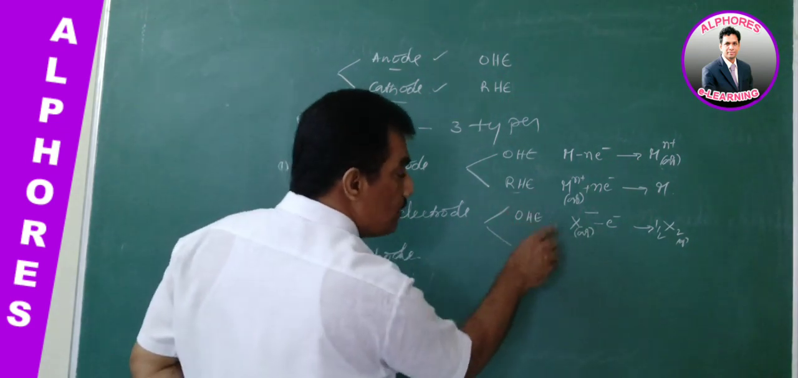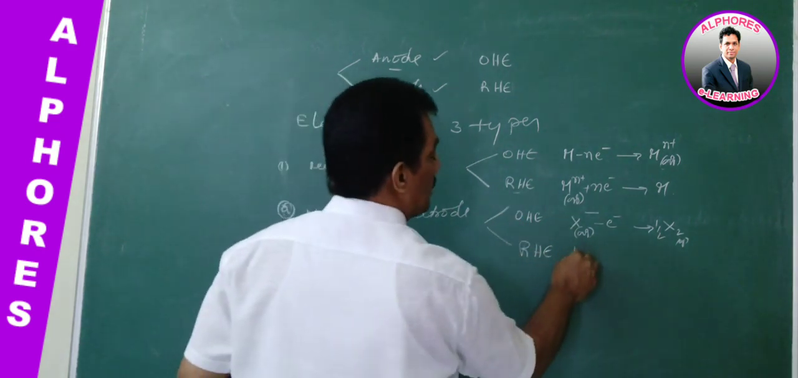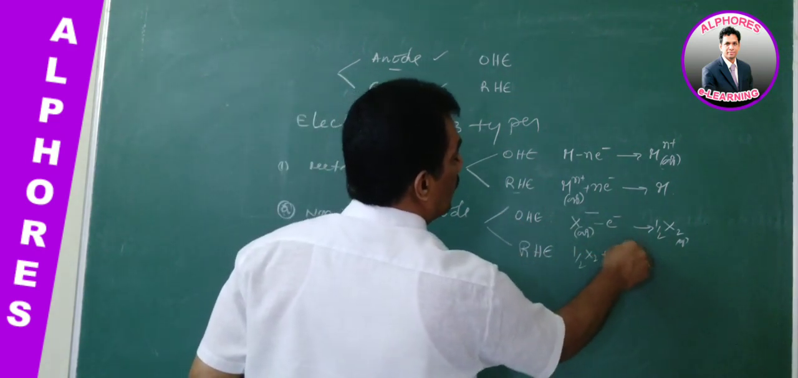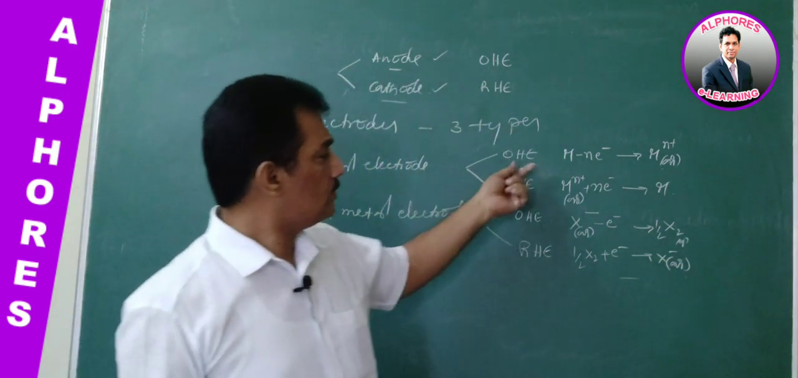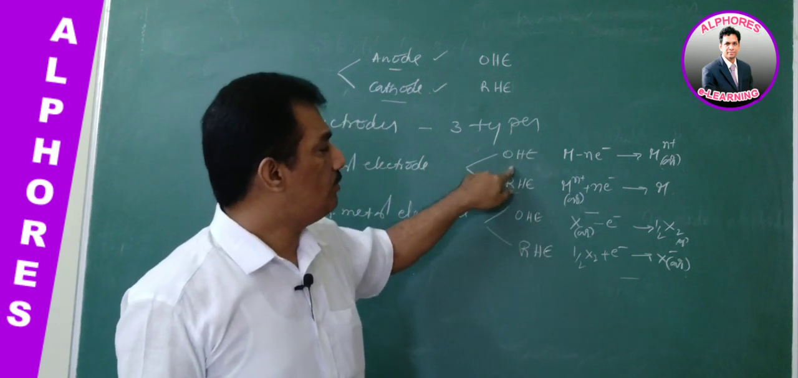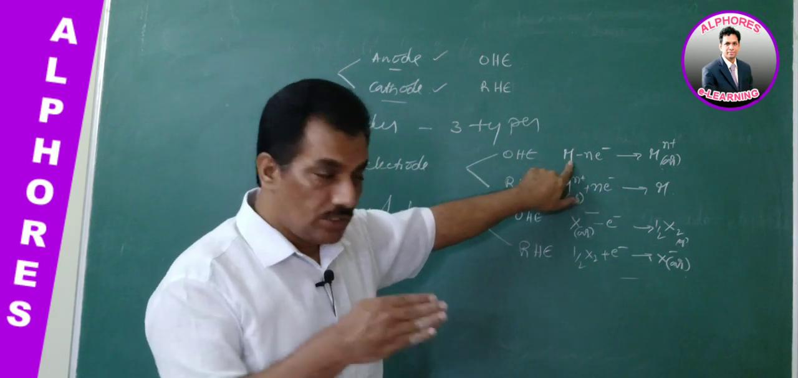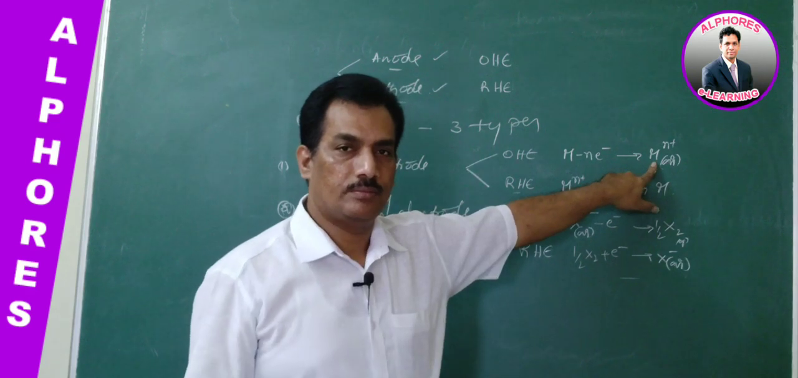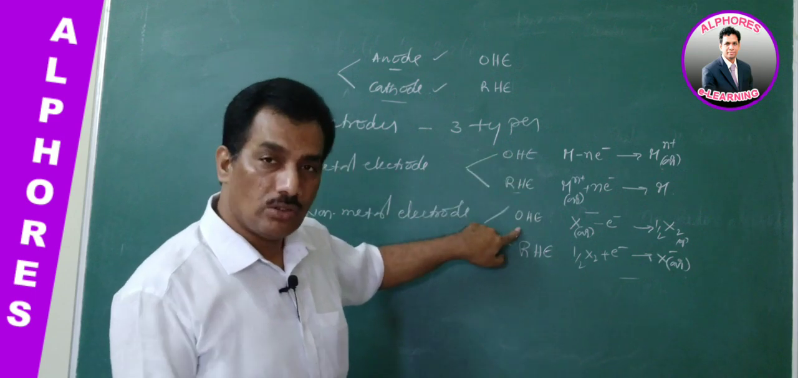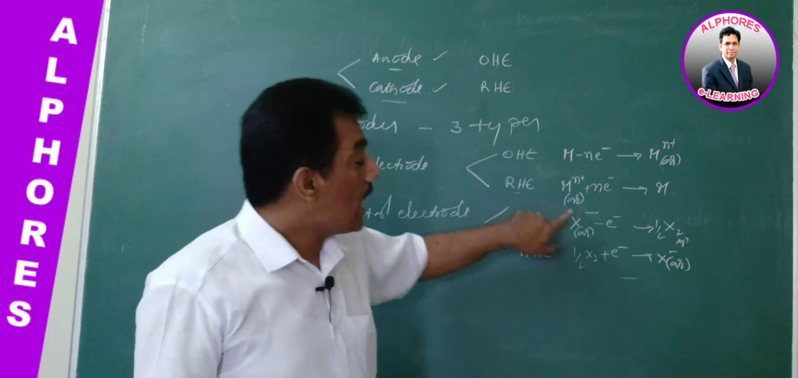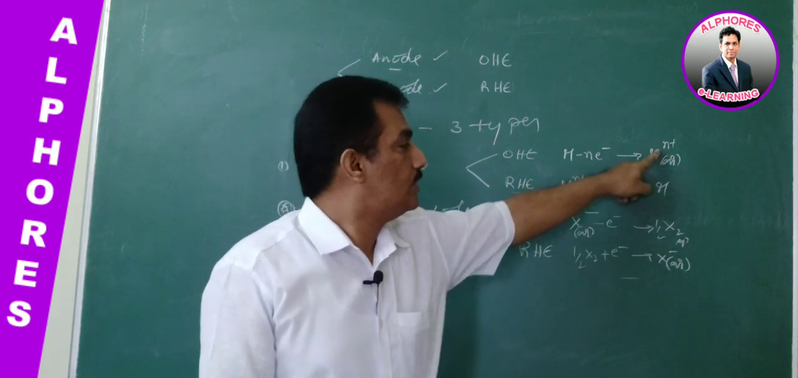Now if the same non-metal electrode behaves as a reduction half electrode, then X2 by taking electrons will convert into X minus aqueous. Now you can observe the difference among these. In the case of a metal as anode, that is the oxidation half electrode, the metal is the reactant and the ion is the product. Whereas in the case of a non-metal, with the same oxidation half electrode behavior, the ion is the reactant and the neutral atom or molecule is the product.